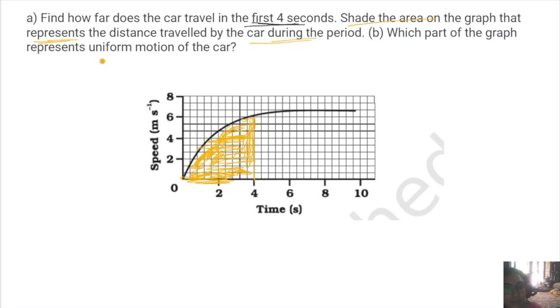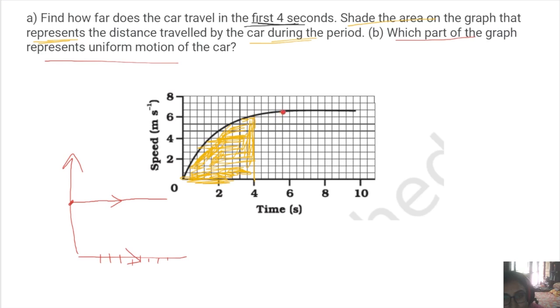Which part of the graph represents uniform motion of the car? What did we talk about a few slides earlier, that in a speed-time graph, uniform motion is denoted when the line is parallel to the time axis, right? It gives us that the same speed is being maintained with passing time, which means that the body is moving in uniform motion with steady velocity.